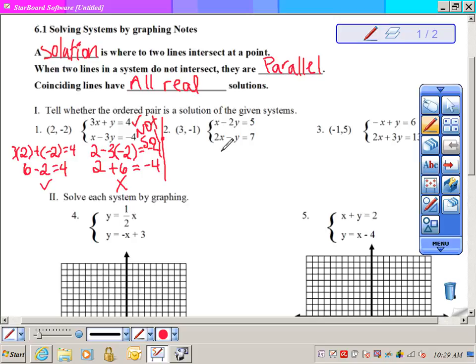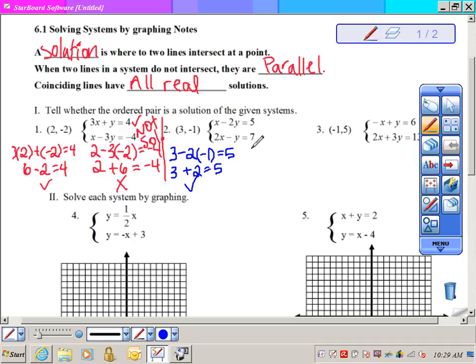Question 2. Let's fill these in. X is 3 minus 2 times y. Y is negative 1 equals 5. So 3, very good, plus 2 equals 5. True or not true? True.